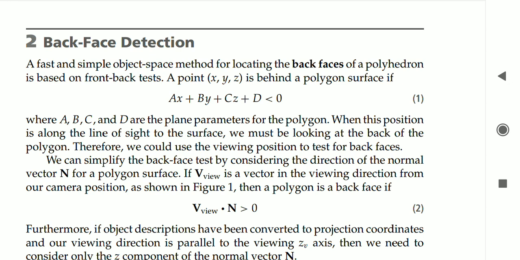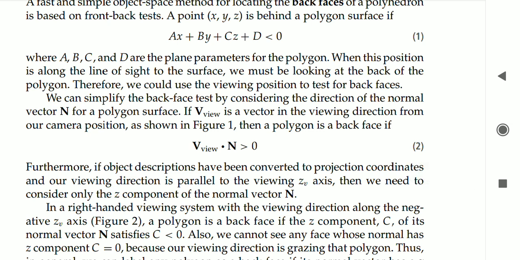To detect the back surface, we are using the plane equation. You see equation number 1, Ax + By + Cz + D < 0. This is a plane equation. In the duster, the front surface and back surface are both planes. That plane equation is given in equation number 1. The same equation can be rewritten. You can see that is equation number 2, V dot N greater than 0. Either the first equation or the second equation we can use.